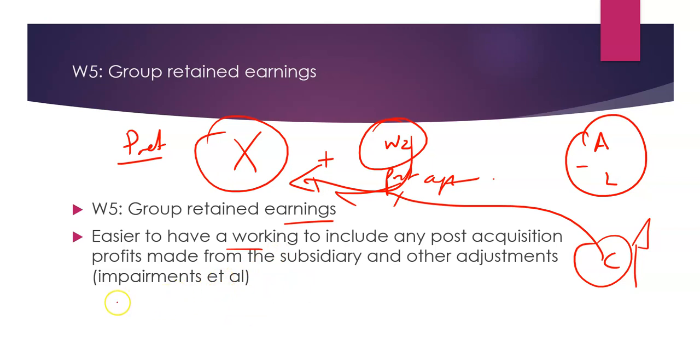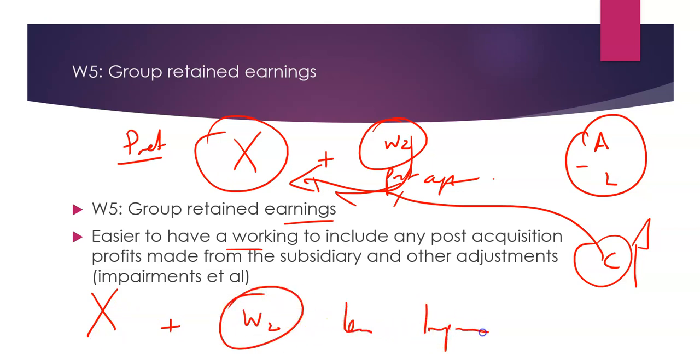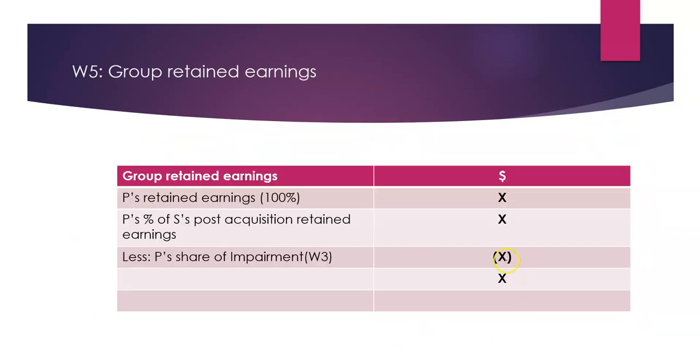So typically working five tends to look at the parent company's profits plus its share of the subsidiary, less any impairments, if you like, that have happened during the year. This will look like this. Retained post-acquisition and parent's share of any impairment.